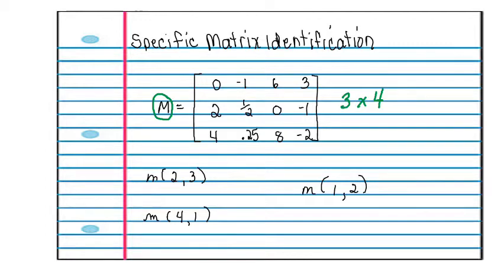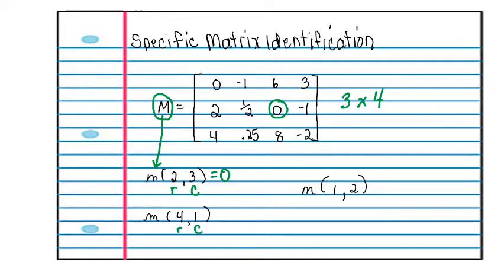Now to find a specific element inside of a matrix, we'll just take the matrix name, lowercase it, and then define it by the row and the column. So for instance, if I have M23 here, I am looking for row 2 and the 3rd column. So that would equal 0.